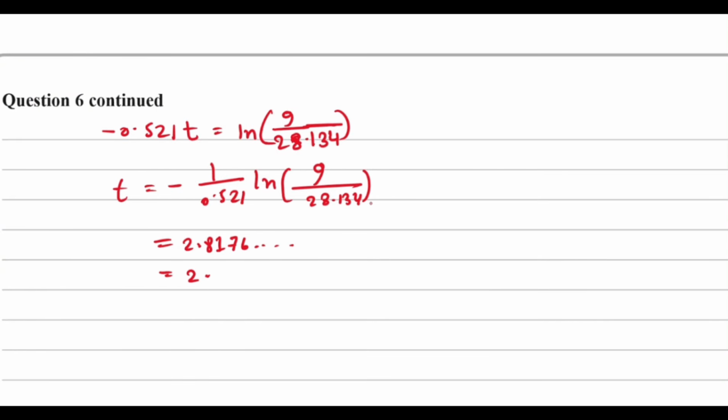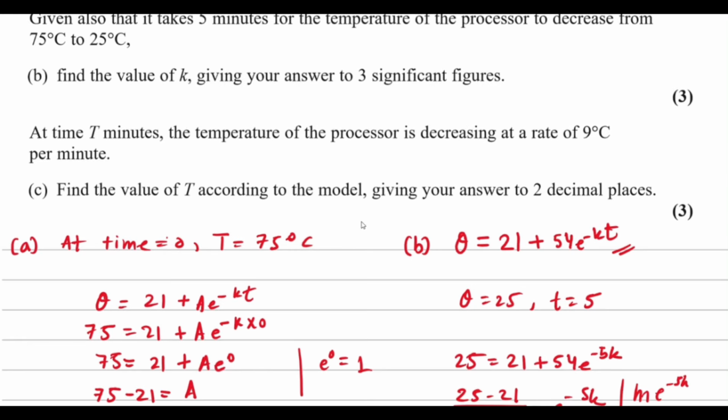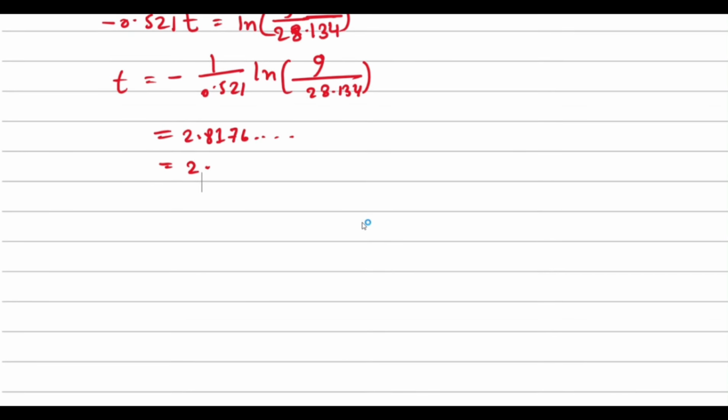We can keep the time to 2 decimal places because it is how it is mentioned in the question. So we will keep the time to 2 decimal places. Keeping the time to 2 decimal places will give us 2.19. The value before rounding would be 2.1876, and so on. So this is our final answer for part C.